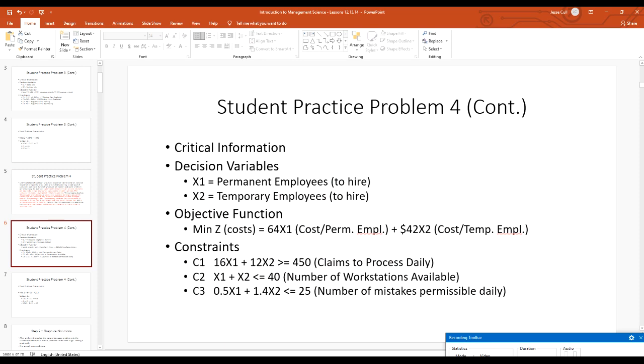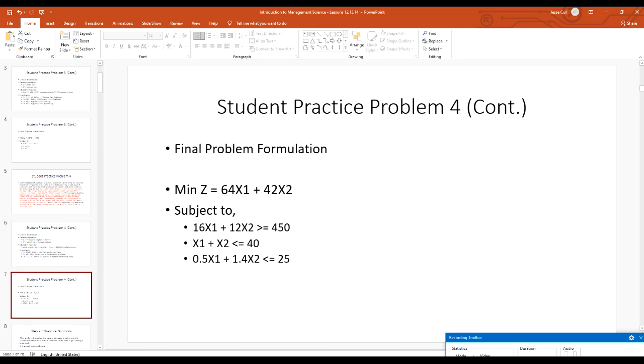So we see in this situation, we now collect all our information in one universal place and write it in our universal format. And we get min z equals 64x1 plus 42x2, subject to 16x1 plus 12x2 greater than or equal to 450. x1 plus x2 is less than or equal to 40. And 0.5x1 plus 1.4x2 is less than or equal to 25.